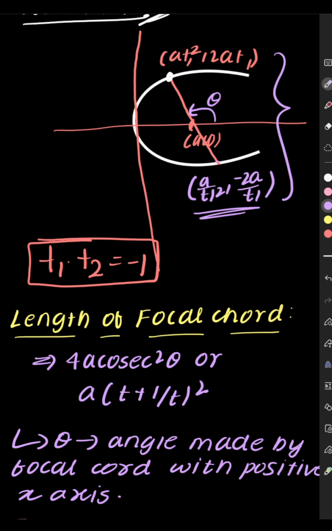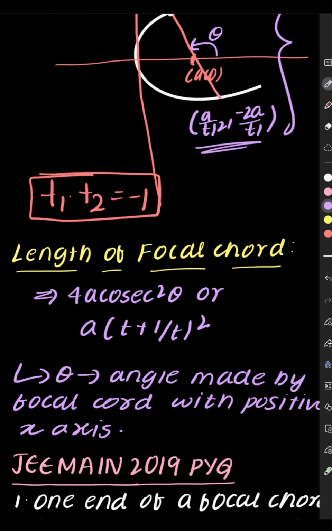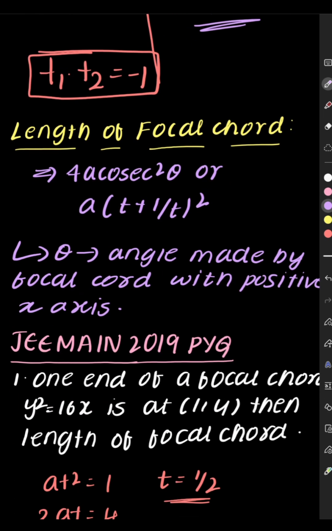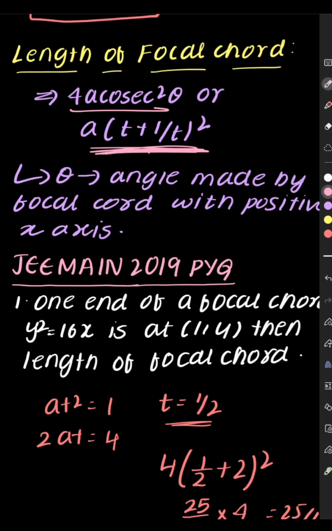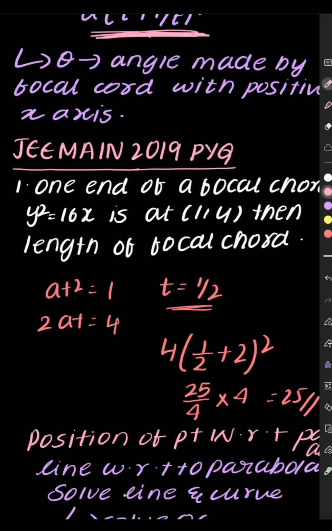Using these two coordinates itself, you can find the focal chord length formula, which is going to be a into (t plus 1/t) whole square. Or if we assume that the angle that the positive x-axis makes with this line segment is theta, then the length of the focal chord is 4a cosecant square theta.